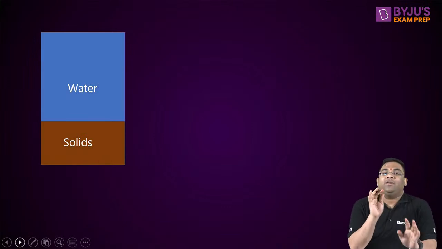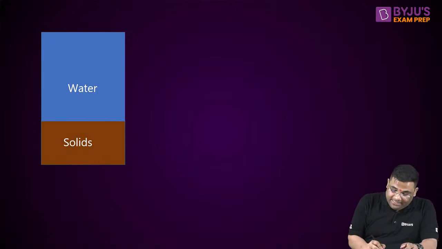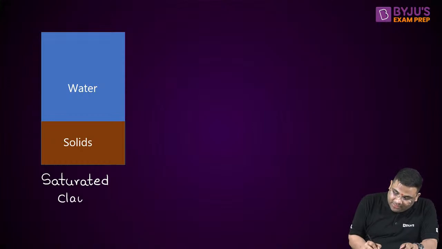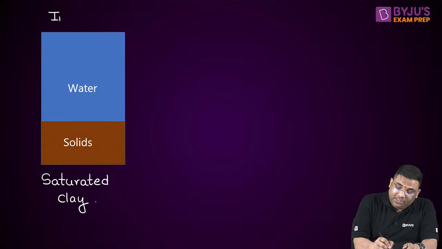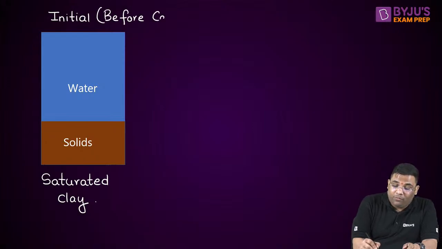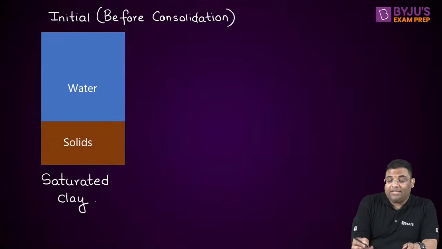Suppose this is our soil, saturated clay. Saturated clay, which I am showing in the phase diagram. And this is the initial condition. Initial condition means before consolidation, right? I can say this is the initial condition, the initial condition of your saturated clay before consolidation.